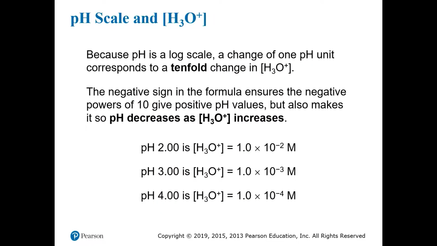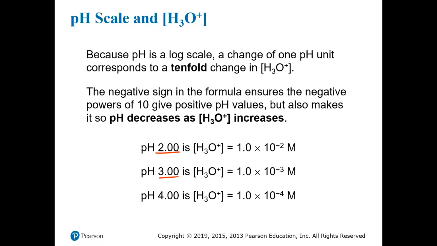Now, since pH is a logarithmic scale, changing the pH by 1 unit actually corresponds to a 10-fold change in the hydronium concentration. The negative sign in the formula, remember, means that we're going to take negative powers of 10 in the concentration and get positive pH values. This also is what inverts the pH scale so that lower pH values correspond to higher concentration values and therefore more acidic solutions. What that means is that if you have a pH of 2, this is a more acidic solution than a pH of 3 by a factor of 10 in the hydronium concentration.